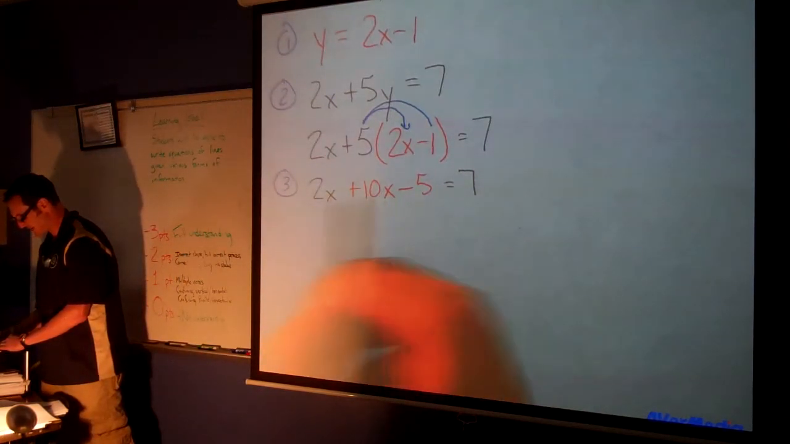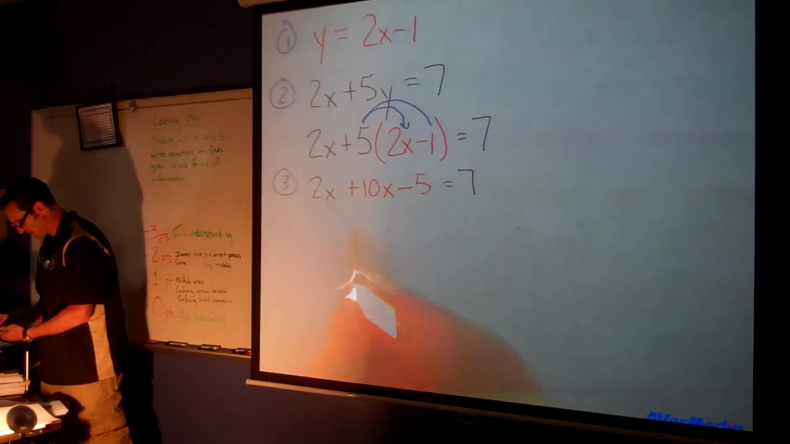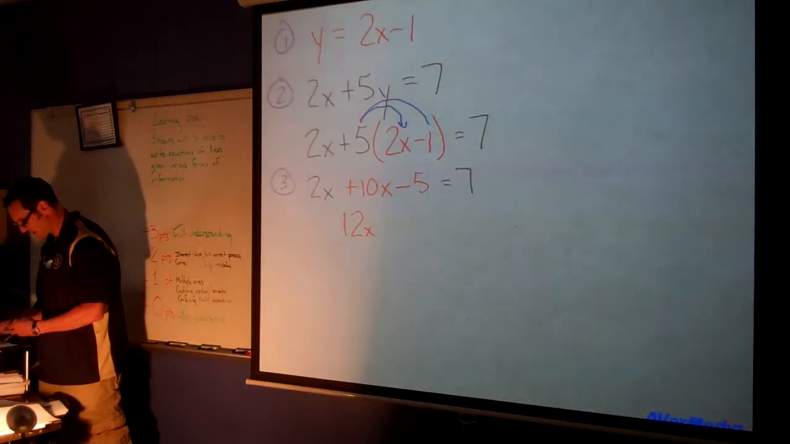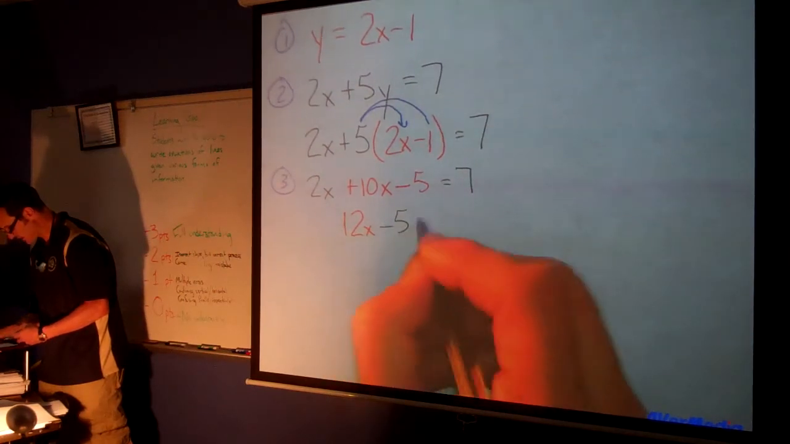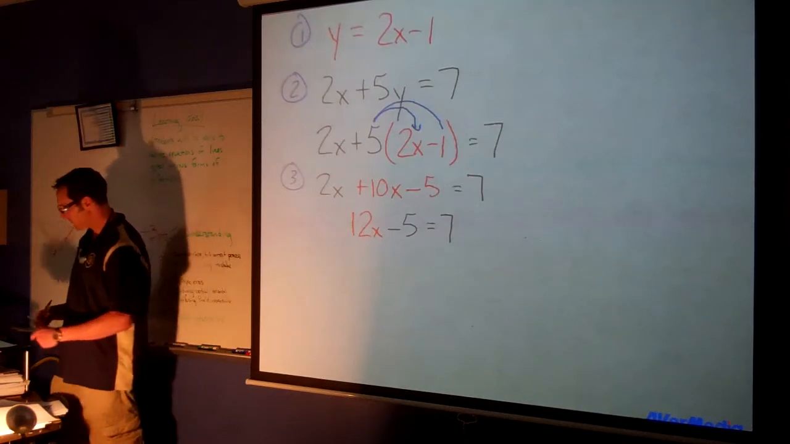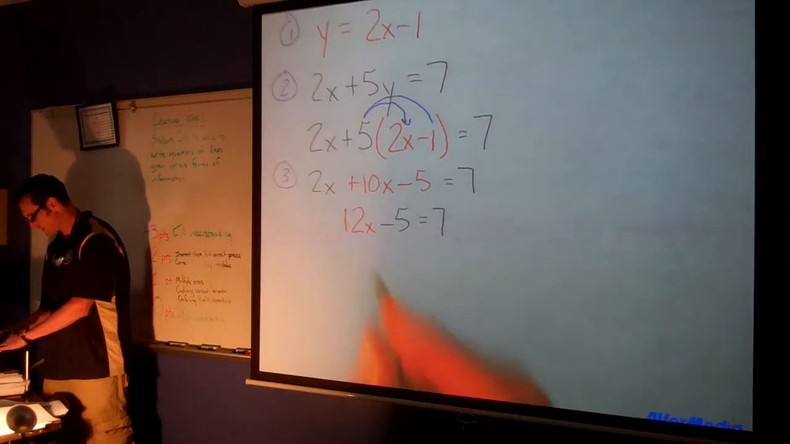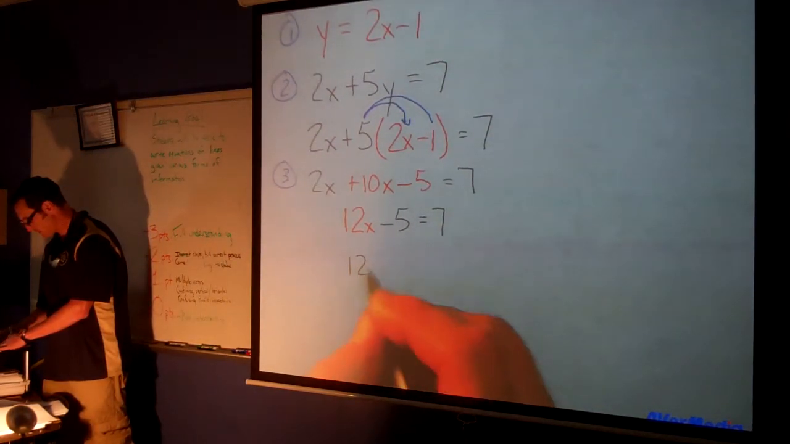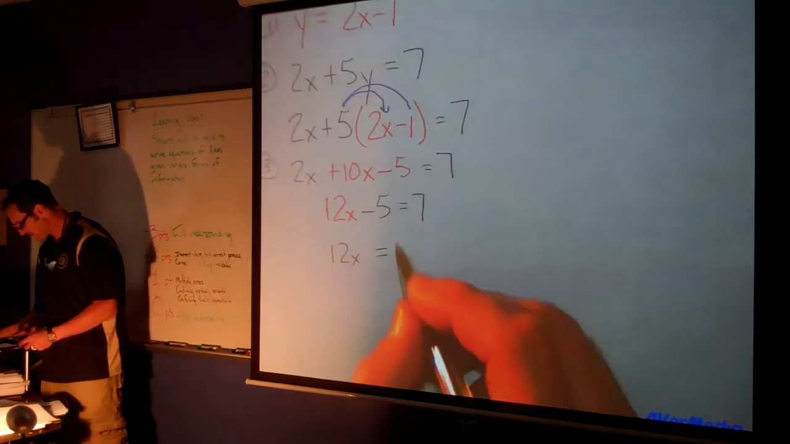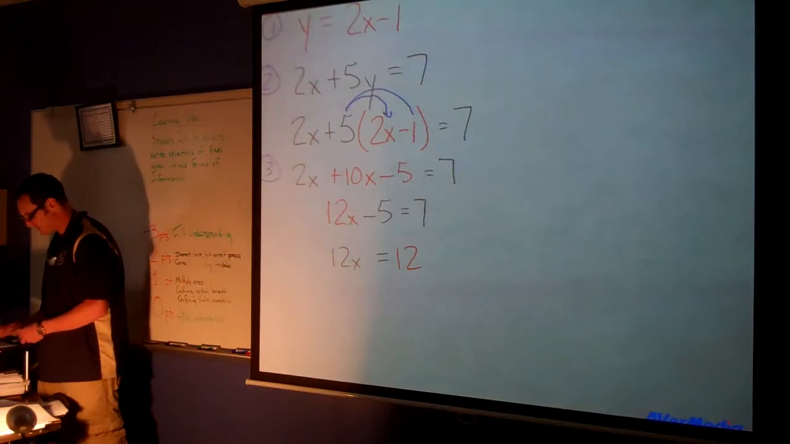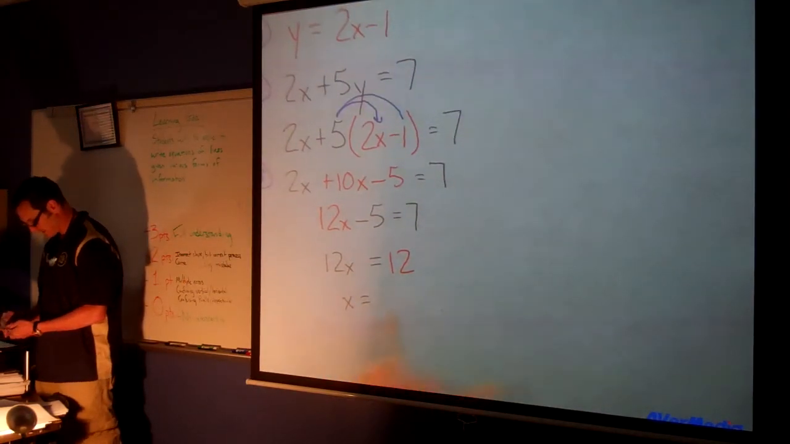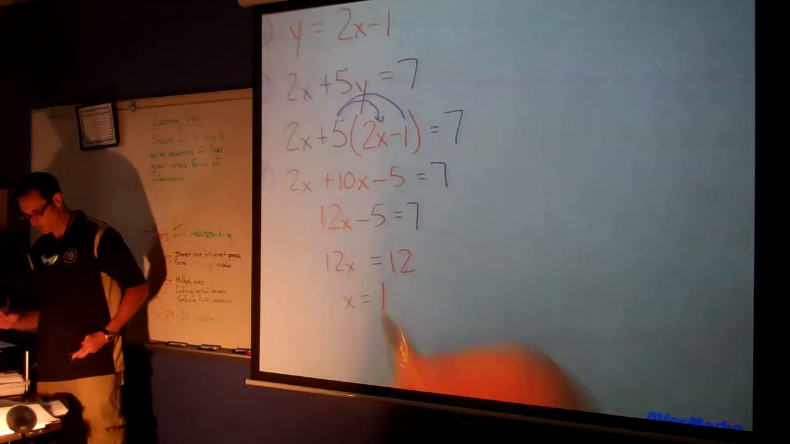2x plus 10x. I can add those. That gives me 12x. The minus 5 stayed there, we didn't touch it. The equal 7 stays there, we didn't touch that. And now we're ready to continue to solve for x. Just start undoing things around it. First thing we can undo is the minus 5. We can add 5 to both sides. And then lastly, we can divide both sides by 12. And then it gives us the result that x equals 1.